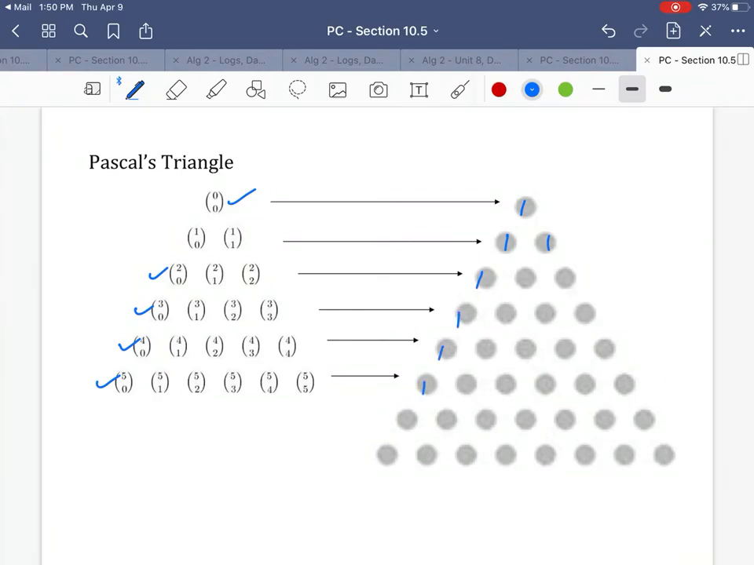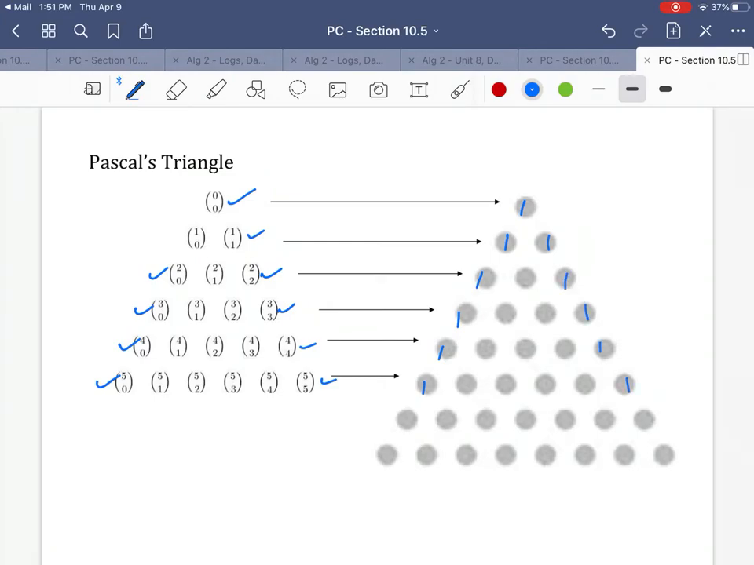And also these ones back here, if you're going to do 1 choose 1, 2 choose 2, 3 choose 3, 4 choose 4, 5 choose 5. If you have 5 things and you take all 5 of them, that's one way to do that. You take all 5. So all these are also 1.